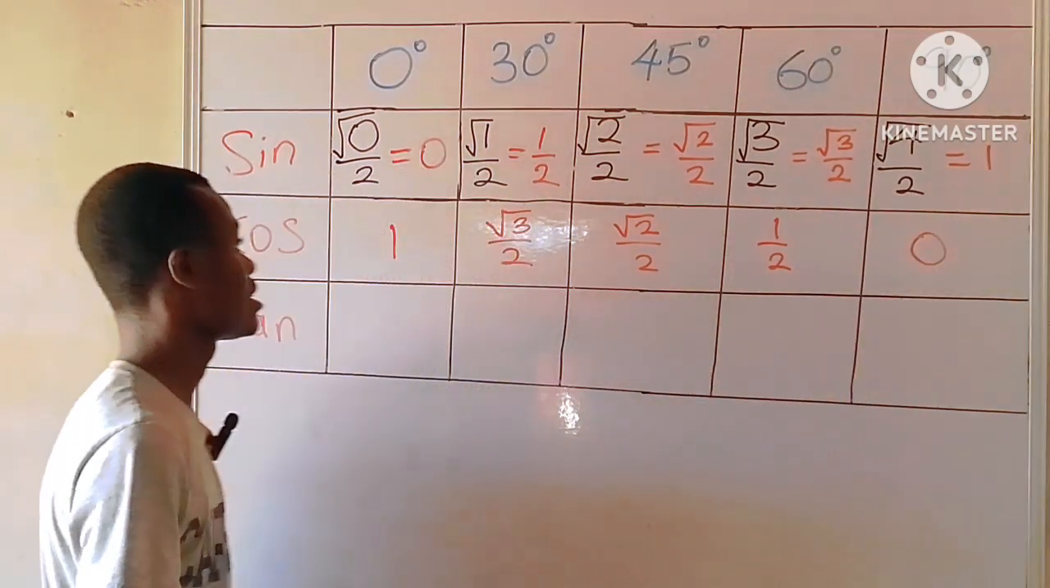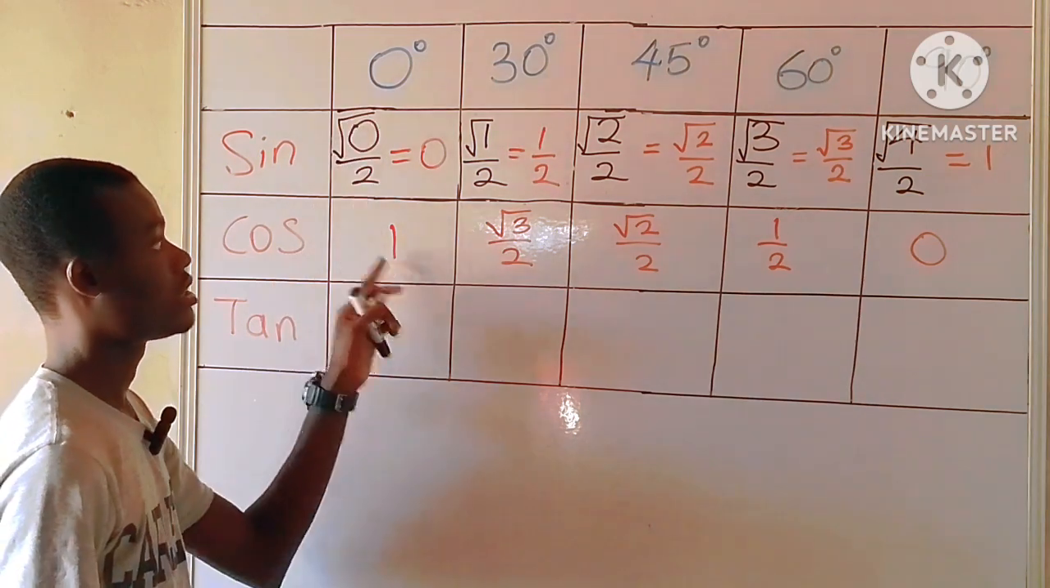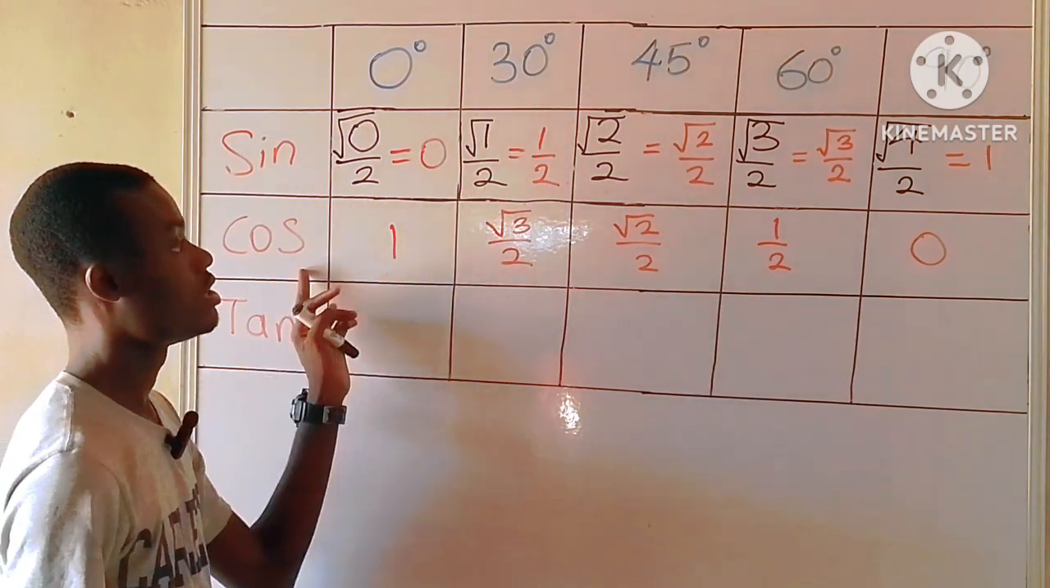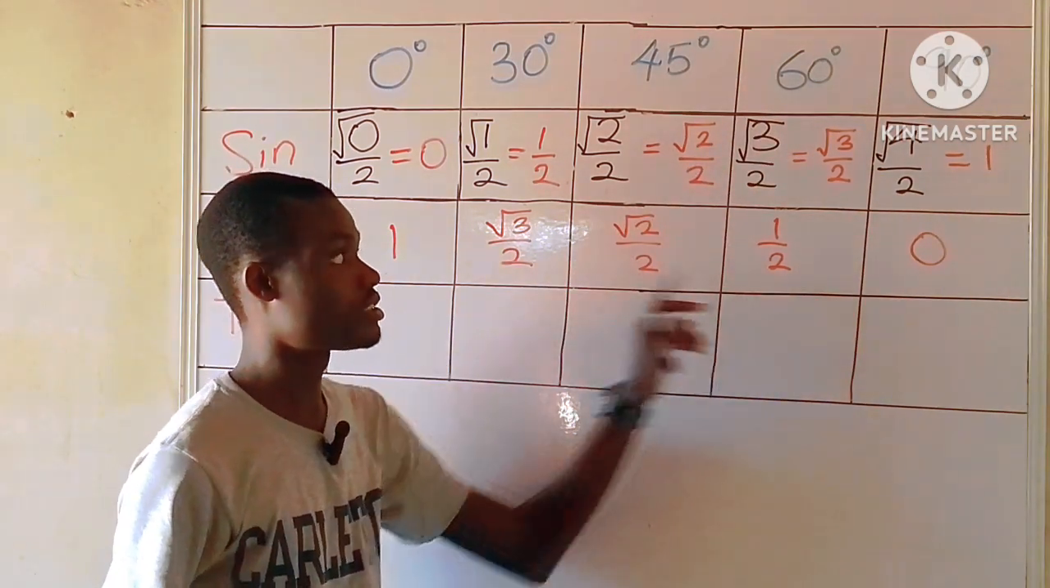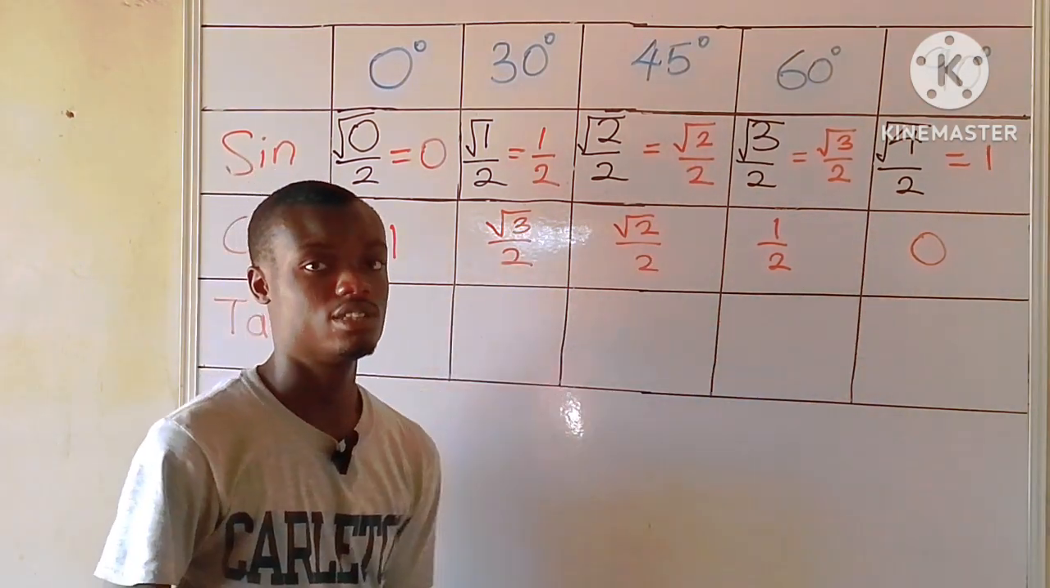So it means that cos of 0 is 1. The cos of 30 is root 3 over 2. The cos of 45 is root 2 over 2. The cos of 60 degrees is 1 over 2. And the cos of 90 degrees is 0.